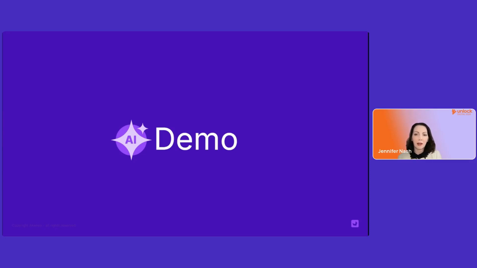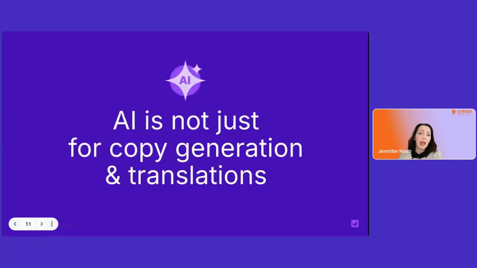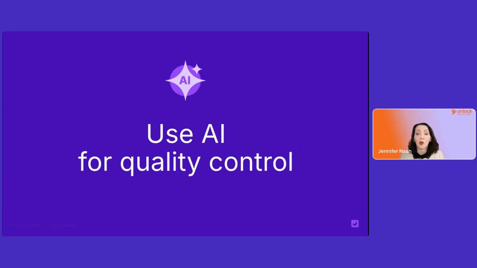So we talked about being confident in your results, having control over what the AI is generating. And next, let's talk about how AI is not just for generating copy and translating and populating attributes. You can also use AI for quality control to help you monitor your data for inconsistencies, check for irregular patterns. It can be very easy to miss inconsistencies.